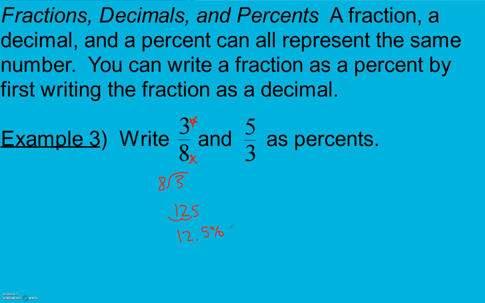Here, we're going to take 5 divided by 3. We type it in our calculator the same way it's written. So first we see a 5, and then divide by, and then 3. Here, I'm going to get 1.666666, repeating. So to write that as a percent, I move it 2 places, 166.6, repeating.